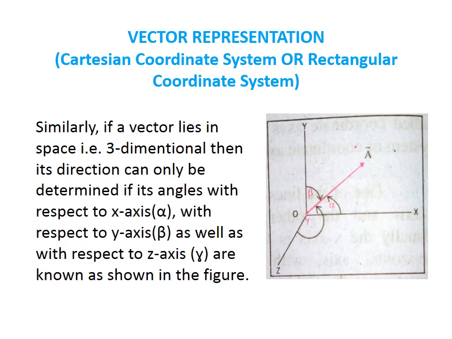Similarly, if a vector lies in a space that is in a three-dimensional system, then its direction can only be determined if its angles with respect to the x-axis, that is alpha, with respect to the y-axis, that is beta, as well as with respect to the z-axis, that is gamma, are known, as shown in the figure.